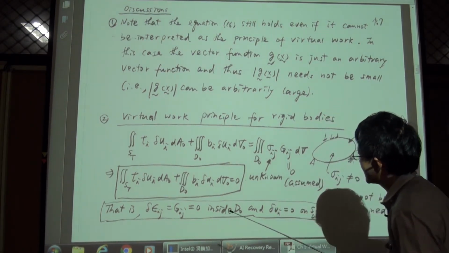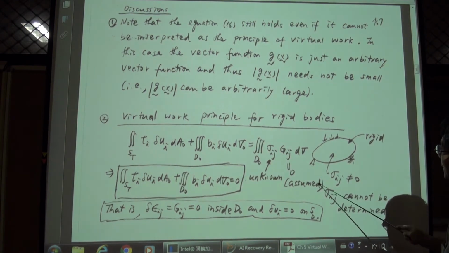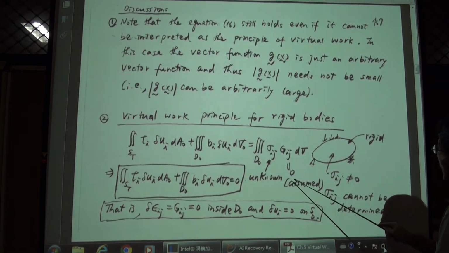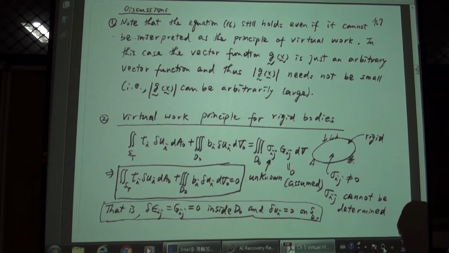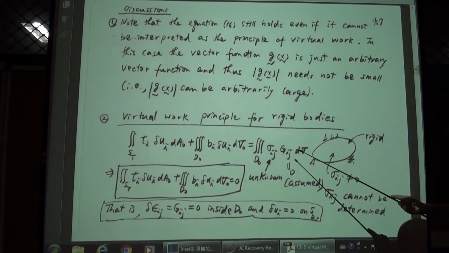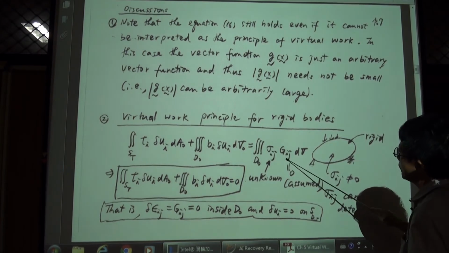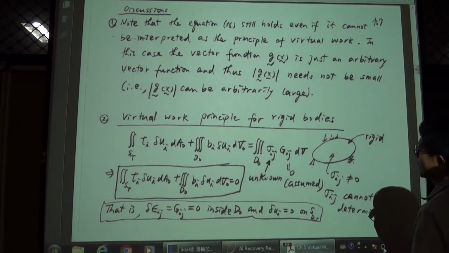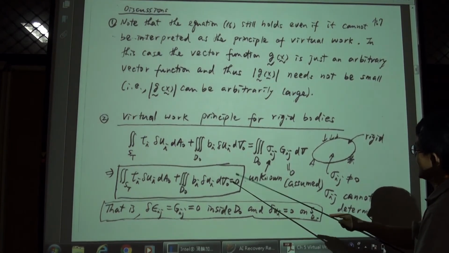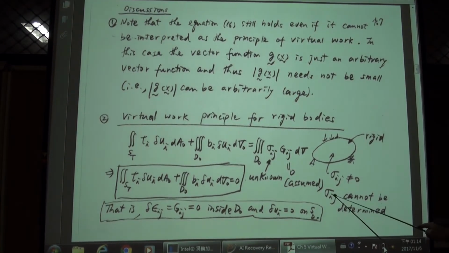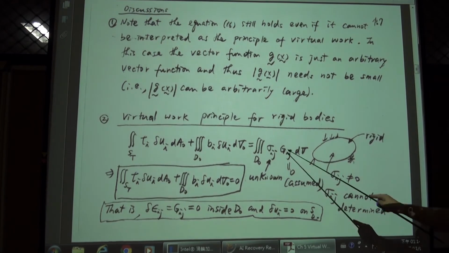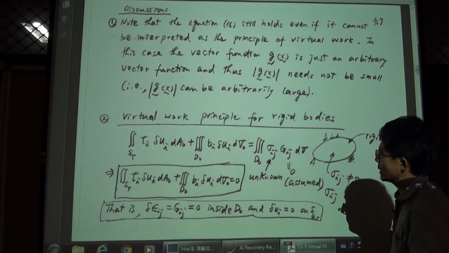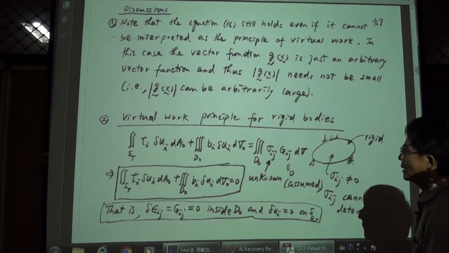So in this situation, because this is an arbitrary function, we can assume that it is zero inside the body. If we make this assumption, we just cancel out this term to get zero here, because sigma ij cannot be determined. We don't know the information of this, so we don't want to calculate it, so we set it equal to zero, okay?